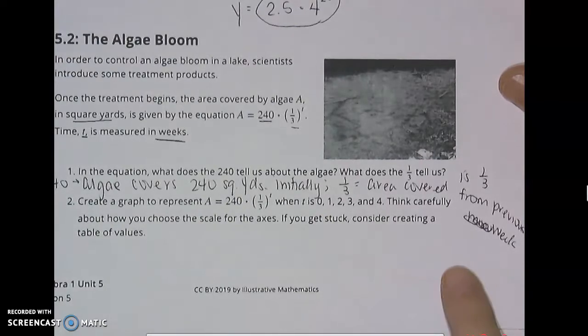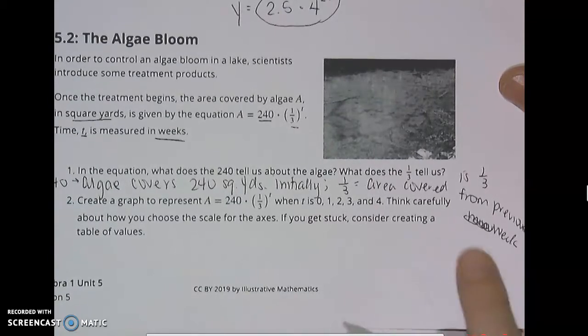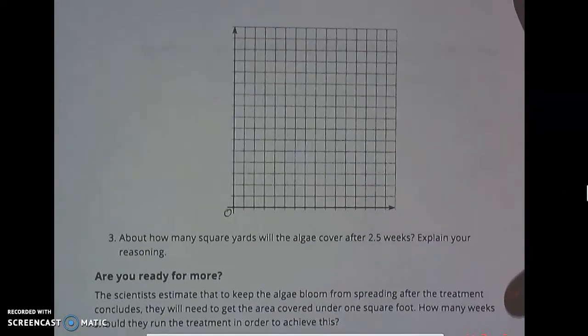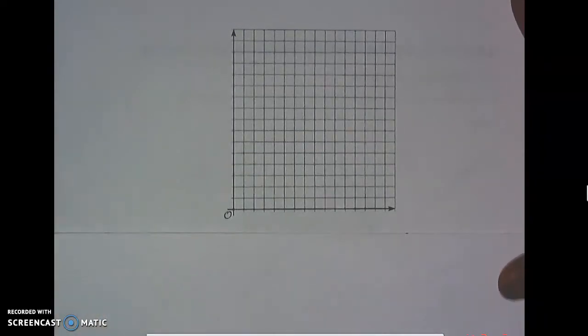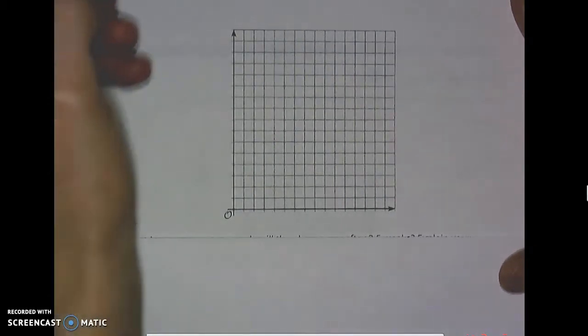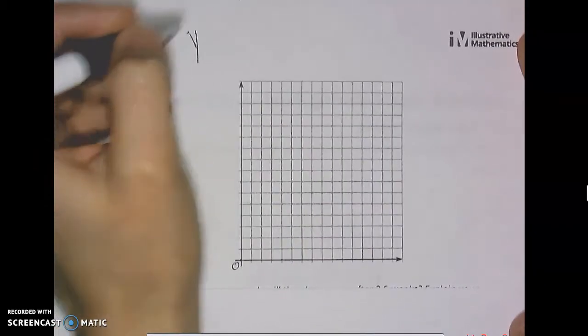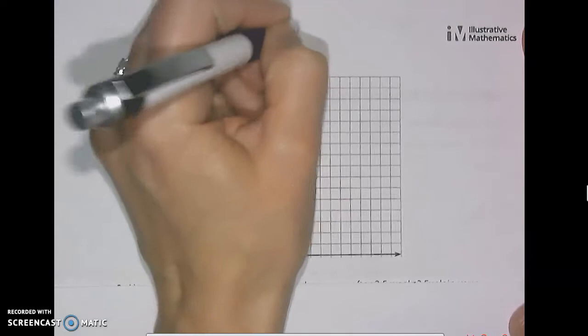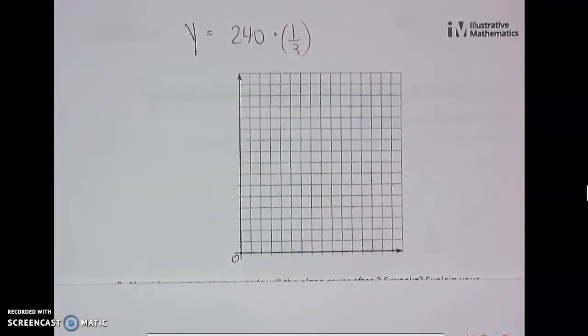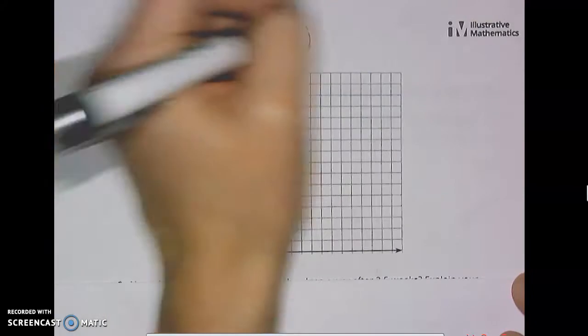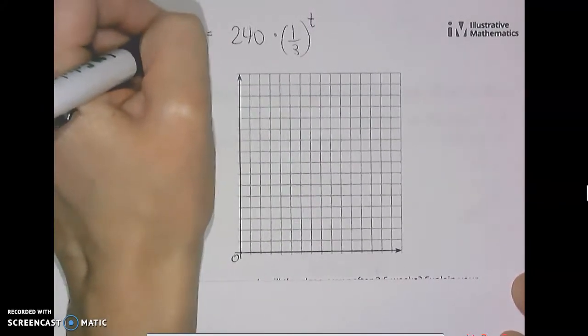All right, so we're going to create a graph for when t is 0, 1, 2, 3, and 4. And when we're graphing this, we want to think very carefully about our scale. We're going to create a table of values to help us with this as well. Here's our graph that we're going to be dealing with. We have our equation again of y equals 240 times 1/3 to the t power. Oh, and it was A, so this was A over here.